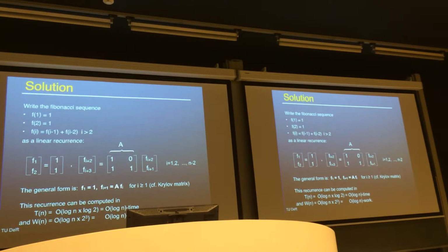What's the amount of work? The amount of work is log n times m to the power 3, where m is the size of the matrix. So this is log n times 2 to the power 3, which is a constant, of course. It is O(log n) work.